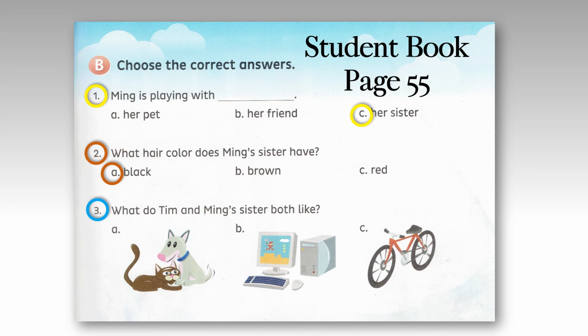Number 3. What do Tim and Ming's sister both like? Is it A? Oh, sorry, it's B. Computer games. Yes, of course it is. I was going to say, is it A, cats and dogs? But I don't have a circle for that, so I'll just give you the answer. It's B, computer games. There you go. Did you get them correct? Did you get all 3 correct? Yeah? Don't forget, if you don't know the answers, go back and read the story. That's why we have the story, and it's good to practice your reading. Okay? I'm sure everyone got all 3. Good job.